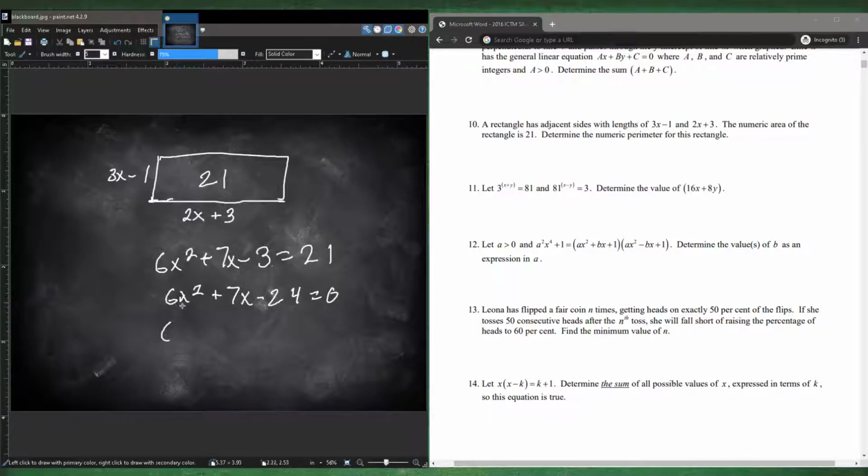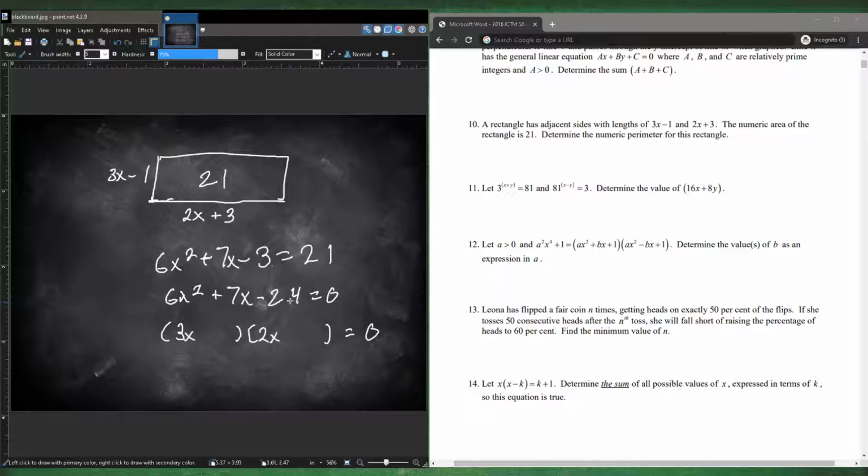So 6 can only be 1 times 6 or 3 times 2. Usually I'm just going to use the numbers that are not like what makes up that number. If it's like 4, I'm not going to use 1 and 4, I'm going to use 2 and 2. So usually it's numbers like these, equals 0. Okay, so 3 and 2.